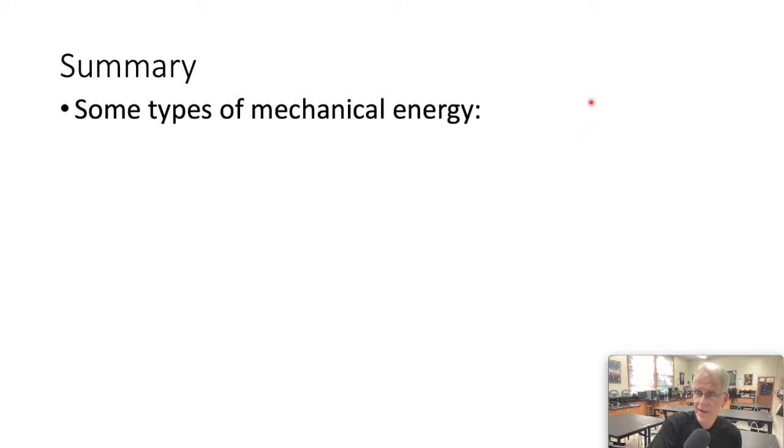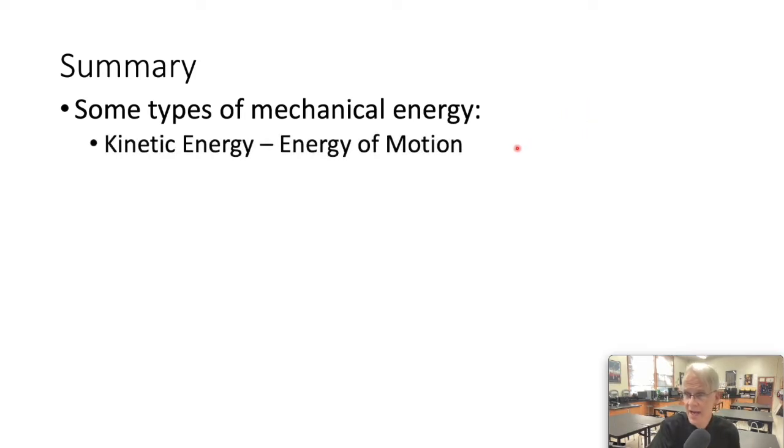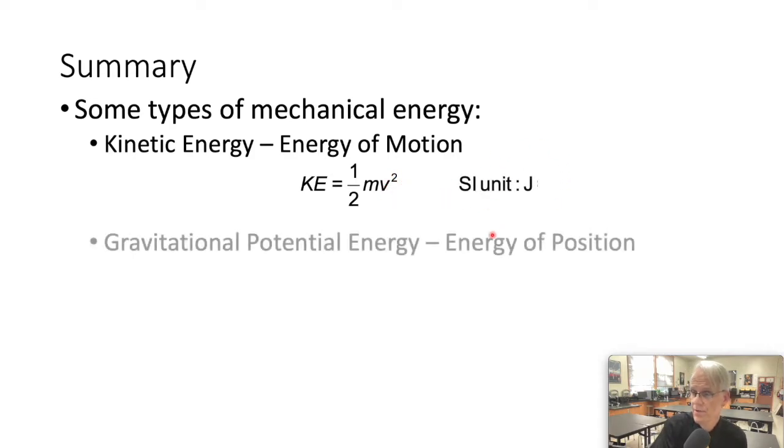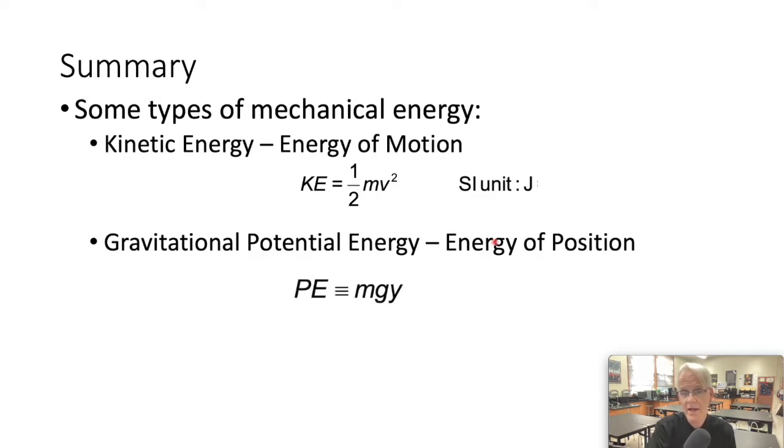All right, a quick summary. Here are some types of mechanical energy. First is our kinetic energy, the energy of motion. It is defined as 1/2 times the mass times the velocity squared. Our unit is a joule. Then the gravitational potential energy is the energy of position. It is mass times our free fall acceleration times y. Sometimes we see this as h. Again, the unit is going to be a joule or joules.